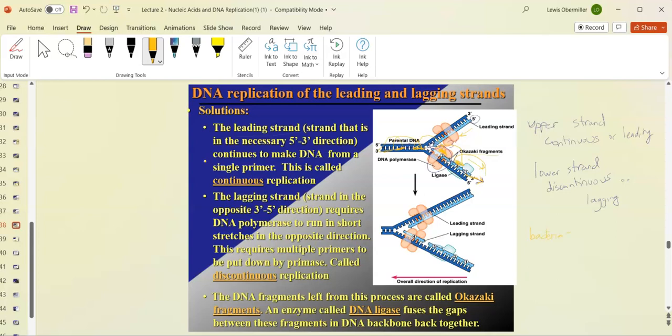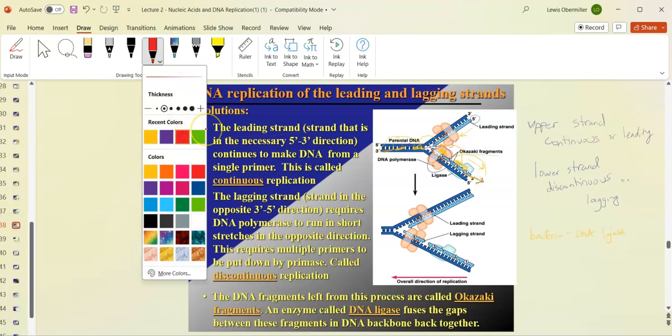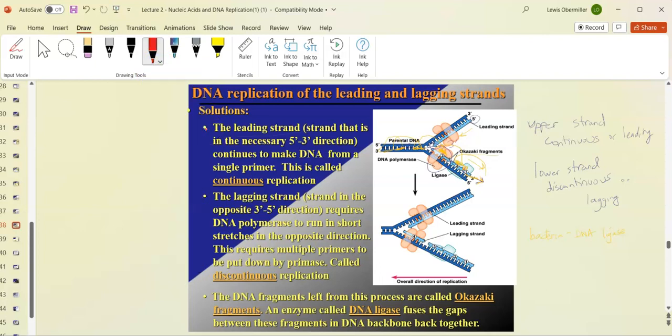DNA ligase is the only enzyme that can link these fragments together. So DNA ligase is required to link each of these fragments, to sort of fuse them together, kind of like a welder. If it's not present, you wouldn't have these fused together like it's shown here.